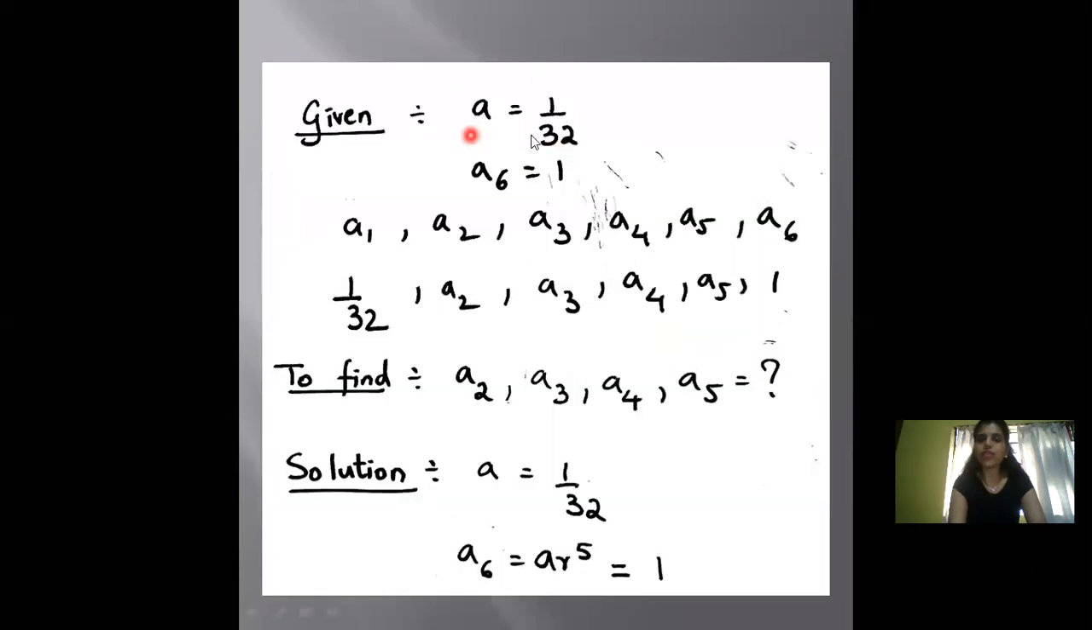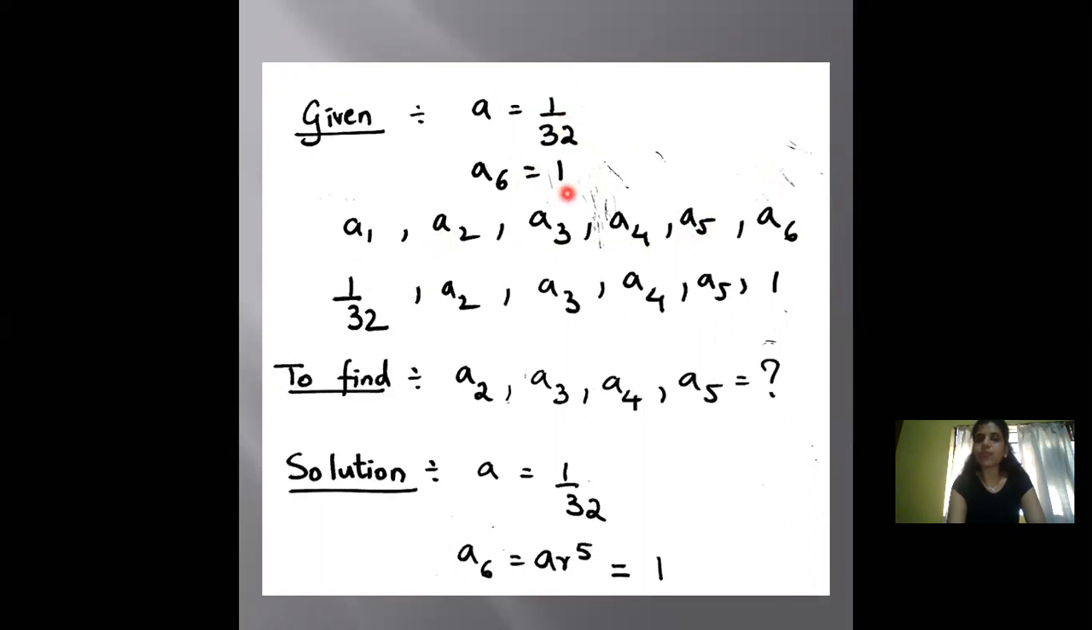For that, what I have written is a is equal to 1 upon 32. A raised to 6, how I got? See, now here, roughly I have written A1 is 1 upon 32. I want to insert 4 numbers. So A2, A3, A4, A5 becomes 4 numbers. And the last is A6. So that is how I figured out that A6 is 1. That is, the 6th term is 1. So this is given to us from the question, that the first term is 1 upon 32 and the 6th term is 1.